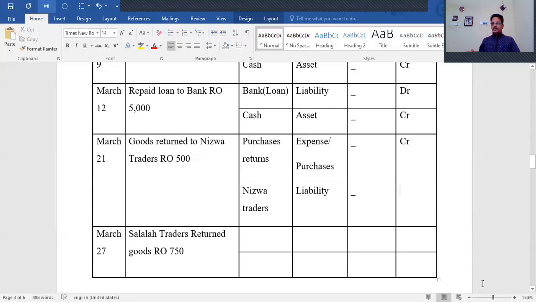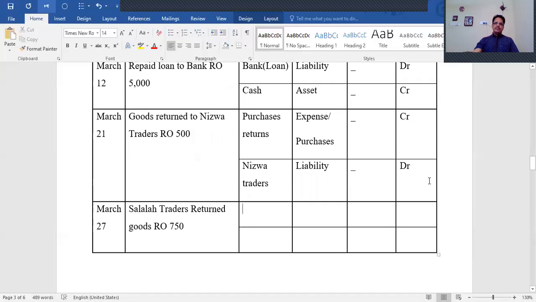When liability is decreasing, you know already: liability, equity and revenue, when increasing, will be credited; when decreasing, will be debited. So this is the transaction, debit and credit. If you interpret in the right way, there is no chance of mistake. But if you interpret in a different way, there may be a mistake. If both appear as debit, or both credit, it means you have made a mistake, so you have to rethink or redefine that.